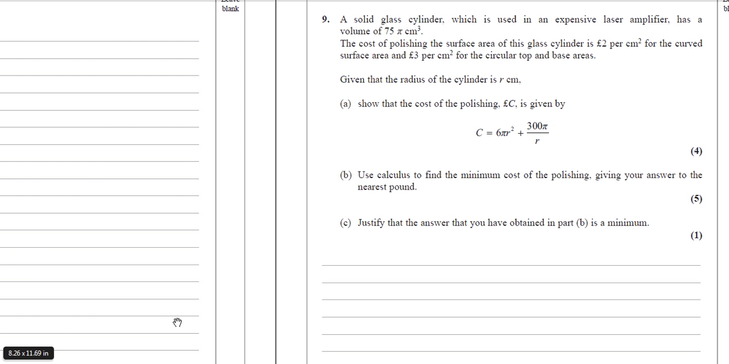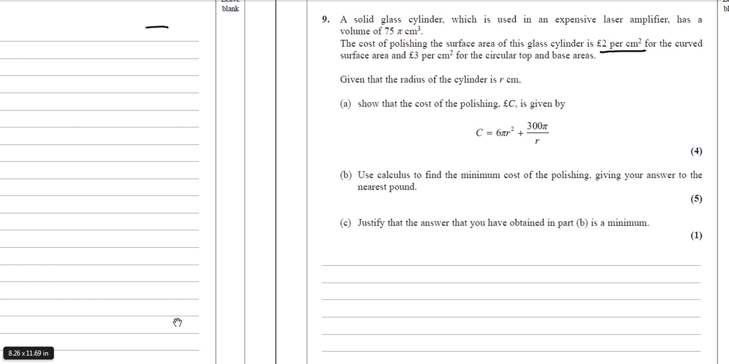2015. What we've got here is a solid glass cylinder which is used as an expensive laser amplifier, and has a volume of 75 pi centimeters cubed. The cost of polishing the surface area of this glass cylinder is £2 per centimeter squared for the curved surface area, and £3 per centimeter squared for the circular top and circular base.